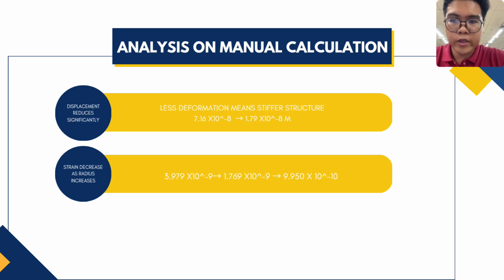Next, strain decreases as radius increases. This means that a lower stress indicates lower strain. When the bar stretches, it stretches less under the same load, which indicates more stability.